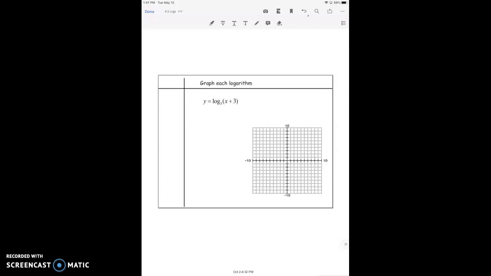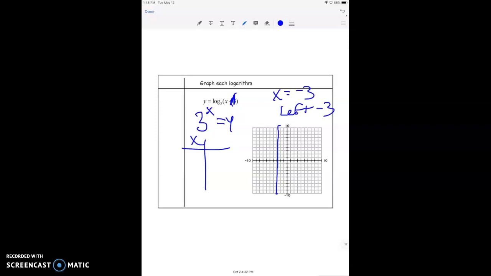Let's do another one. So again, identify what your asymptote is. My asymptote is at -3. So that means my asymptote is over here. Okay, so again, ignore that 3. So that was a left 3 shift. So now ignore that 3 and go ahead and make your chart. We've already filled one out like this, so we can go ahead and do that. Flip-flop your points.